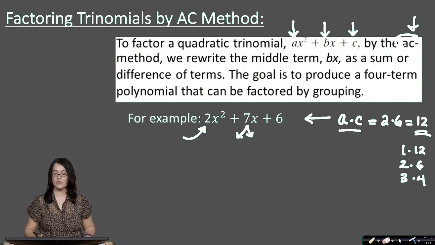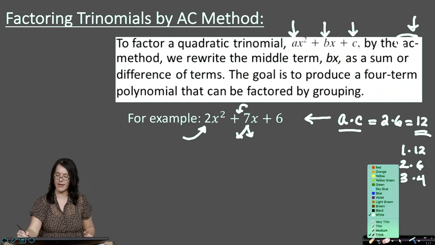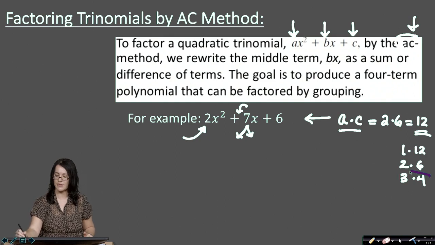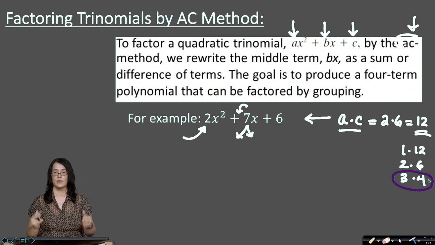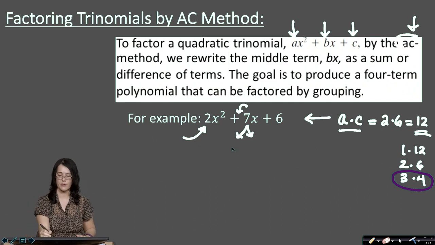Okay. So now we ask ourselves, what factors of 12, and it's positive, so the sign should stay the same, and we're trying to end up with a positive 7, so they're all positive. What factors of 12 add up to 7? So which of those would it be? You got it, 3 and 4. So we can now say that we're going to split 7x into two terms, 3x and 4x.